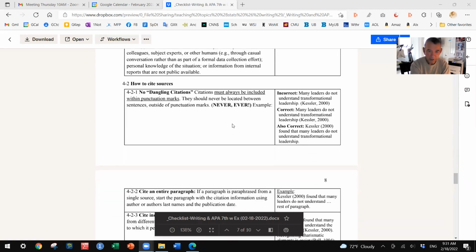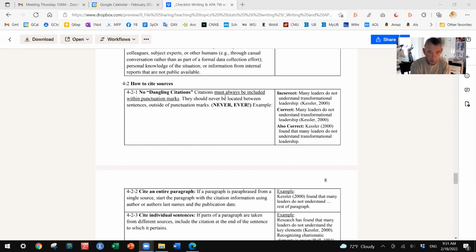How do we cite sources? It's very important, and I have to help students with this all the time. No dangling citations. Never, ever would you have a citation sitting outside of the punctuation mark between two sentences. It's not the way you do citations. You can see on the right-hand side, "Many leaders do not understand transformational leadership. Kessler, 2000." Never. It has to be inside that sentence.